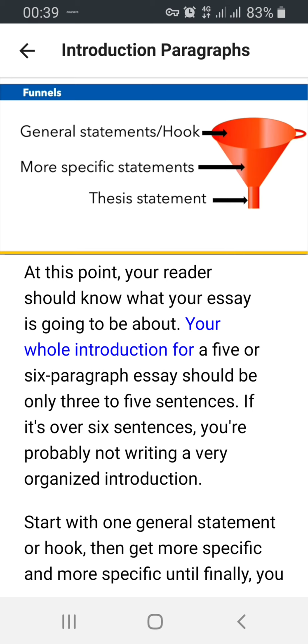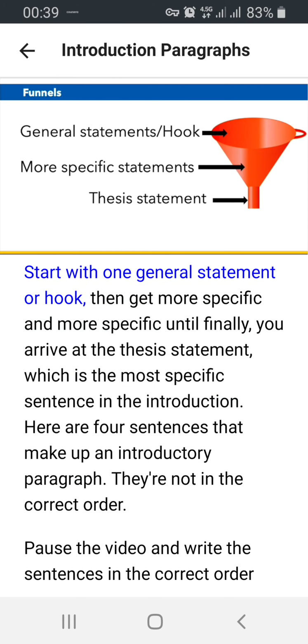Your whole introduction for a 5 or 6 paragraph essay should be only 3 to 5 sentences. If it's over 6 sentences, you're probably not writing a very organized introduction. Start with one general statement or hook, then get more specific and more specific until finally you arrive at the thesis statement, which is the most specific sentence in the introduction.